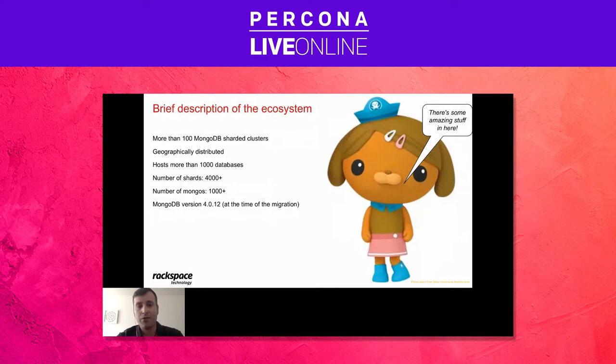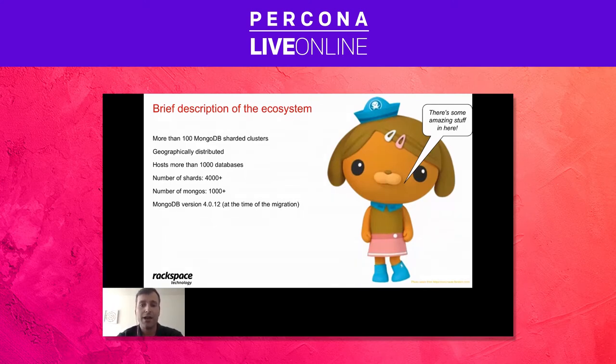A brief description of the ecosystem, because we talked about a large migration. So we need to define what a large is. All the clusters are sharded and geographically distributed. The environment has more like 1,000 databases, which are distributed in more than 4,000 shards. It's not a single cluster that has 1,000 databases and 4,000 shards. It's distributed in different clusters.